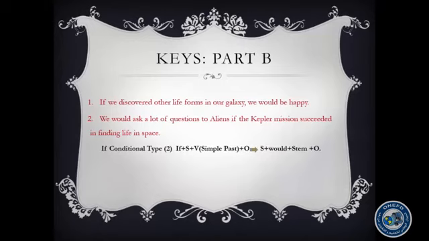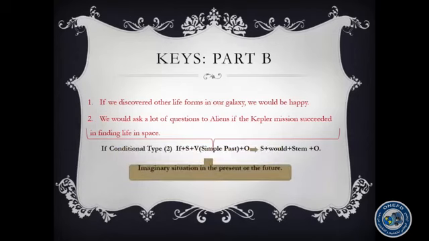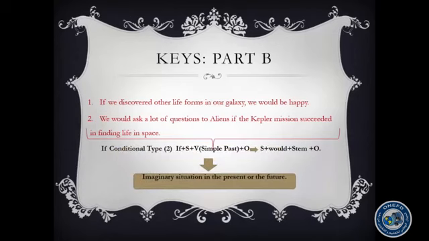So let's take a look at if conditional type 2. It's if plus subject plus verb in the past simple plus object, equals subject plus would plus verb plus object. What do we use this type of conditional for? We use it to express imaginary situations in the present or the future.